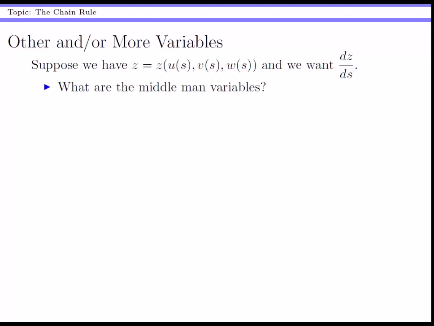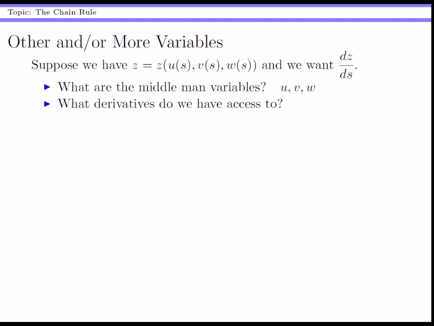In this rather generic case, we have a function z. It's defined initially in terms of three variables u, v, and w, but each of those are in turn defined through a variable or a parameter named s. So ultimately, z will depend on s, and we probably want to examine the rate of change of z with respect to s. So we identify the middlemen. Those are u, v, and w. Those are the variables that transmit the information between s and z.